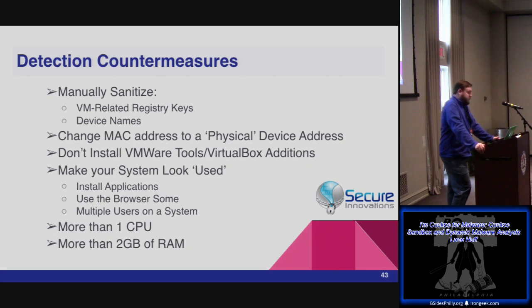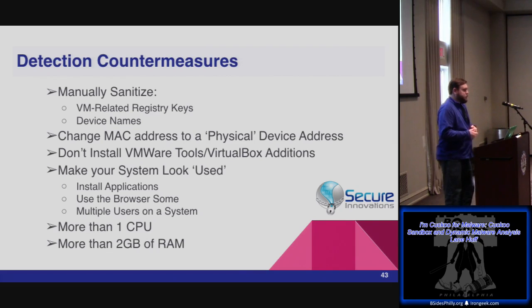Make your system look used. This is actually really important, really underrated. Before you take your snapshot to hook it into Cuckoo, go browse the internet a few times, open some applications, install some applications that you don't need on there. Make sure that you know what these applications do, because if they're making extraneous network connections while your VM is analyzing, you don't want to have a lot of white noise that's going to impact your analysis. So you want to know what's on your system and know why certain things are happening.